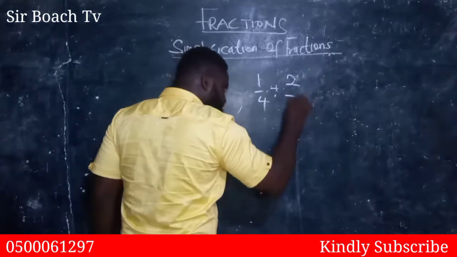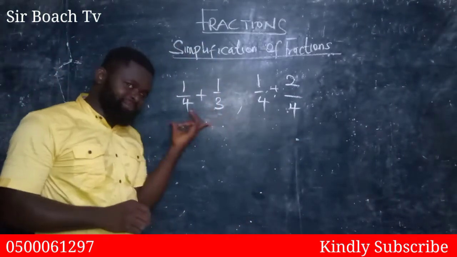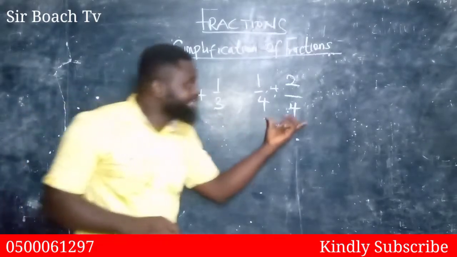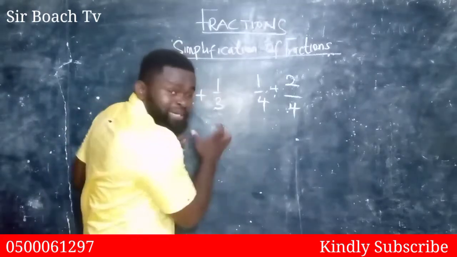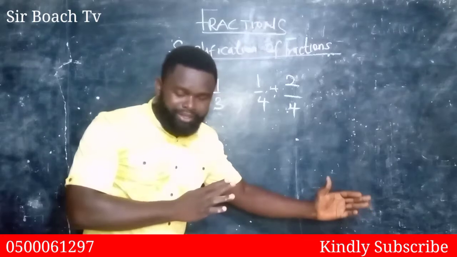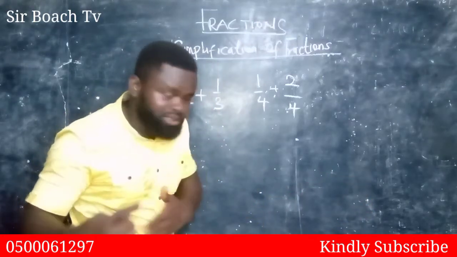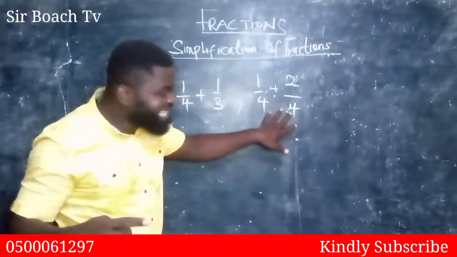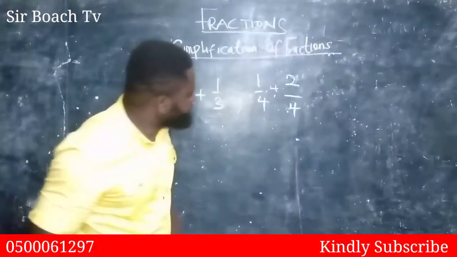plus 2 over 4. We can see clearly that this one, the denominators of both terms are different. And this one is the same. So the first thing to look out for is, are the denominators the same? If they are the same, we know how to go. There's a different way to go about it. And if they are not the same, there's a different way to go about it. Now let's solve the one that has the same denominators, the like fractions.